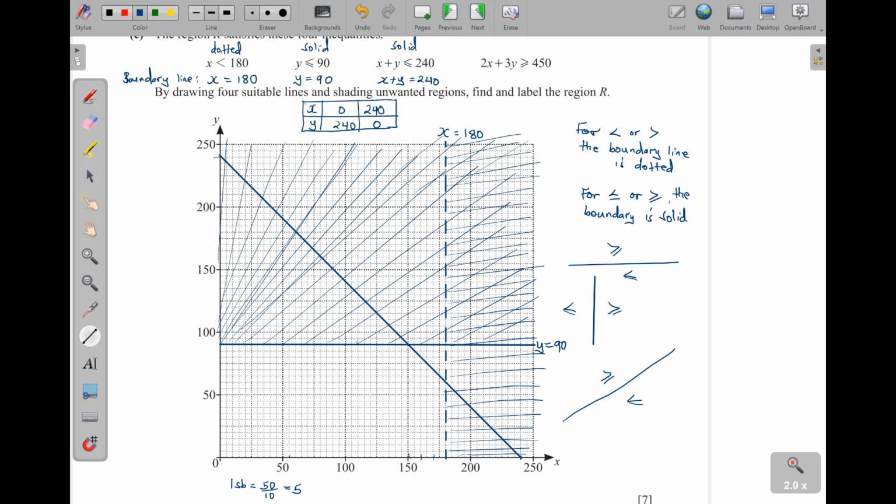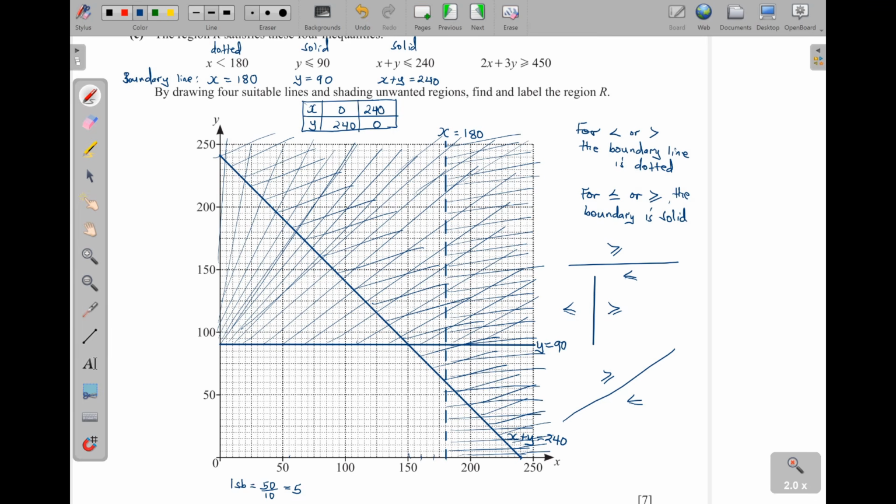Okay. Then we need the part that is less than. That means the part that is greater than. We can also label this one here. This one is y. Sorry. It is x plus y, which is equal to 240. Then the part which is greater, we shade it off. So this one here, we shade it off. Like that.